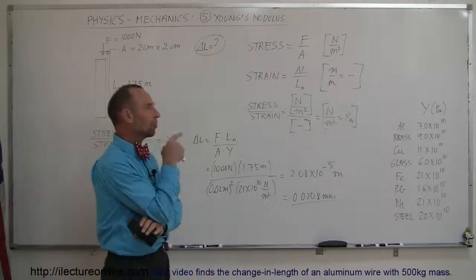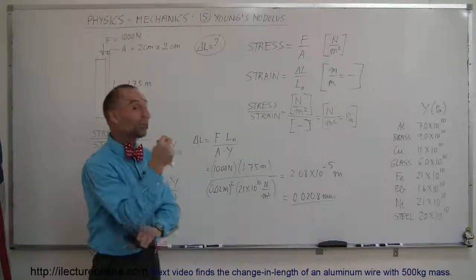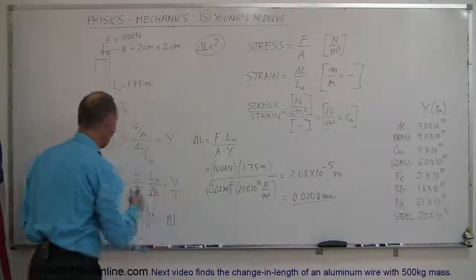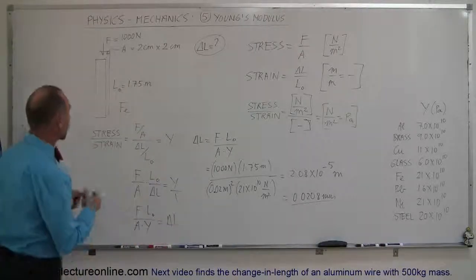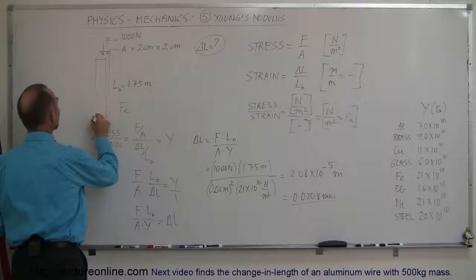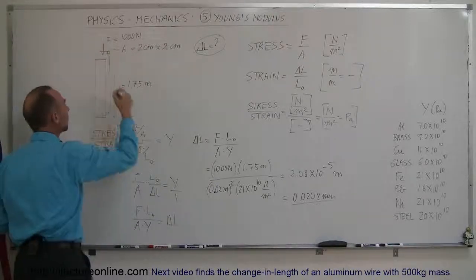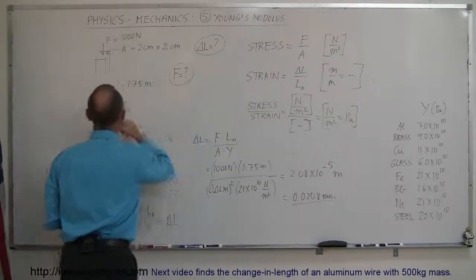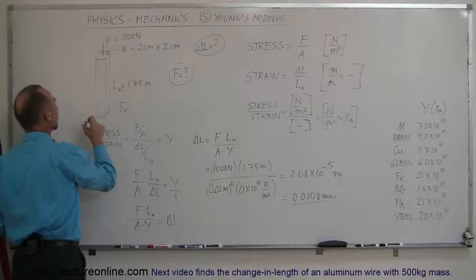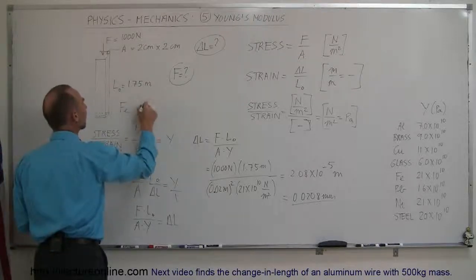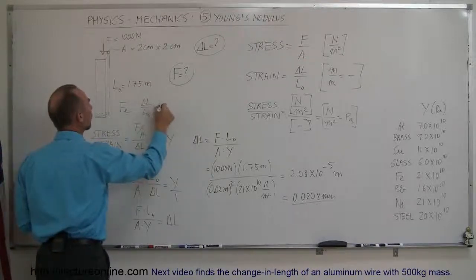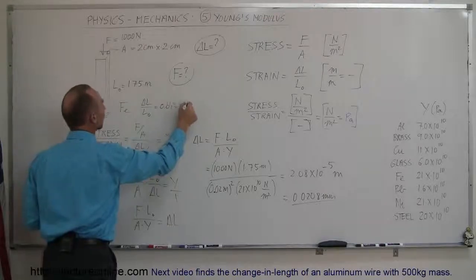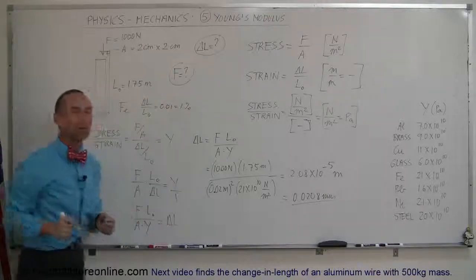For example, how much force would you apply if you want a 1% change in the length of the beam? Let's do that. Let's say we want to change the length of the beam. What would be the force required? F is equal to question mark, to obtain a 1% change in the length, so that the ratio of delta L divided by L initial is equal to 0.01, which is 1%. How much force would that require?